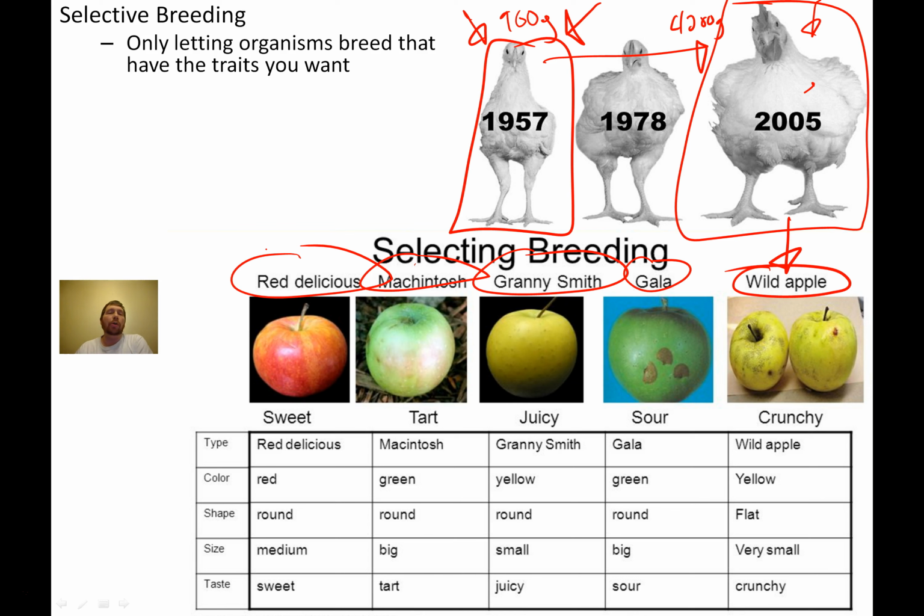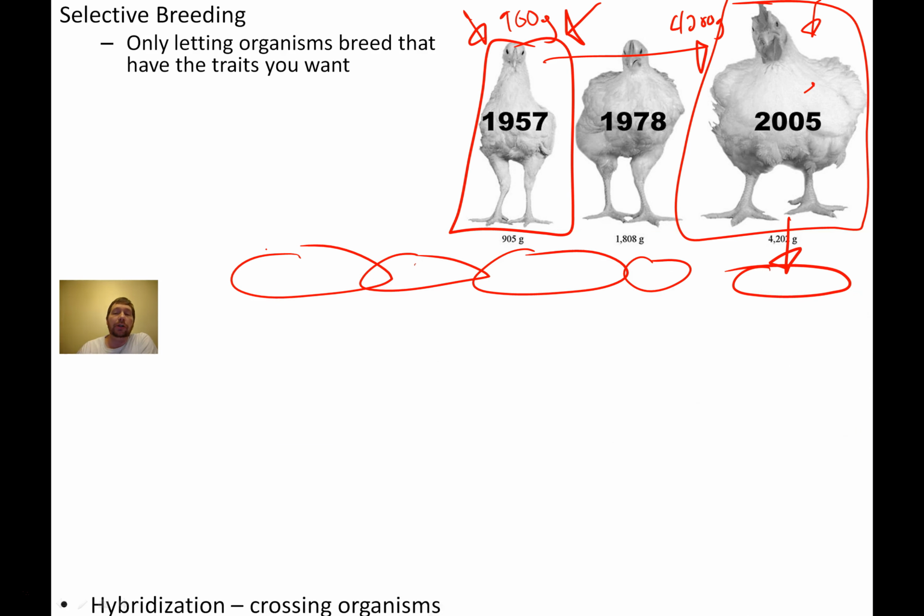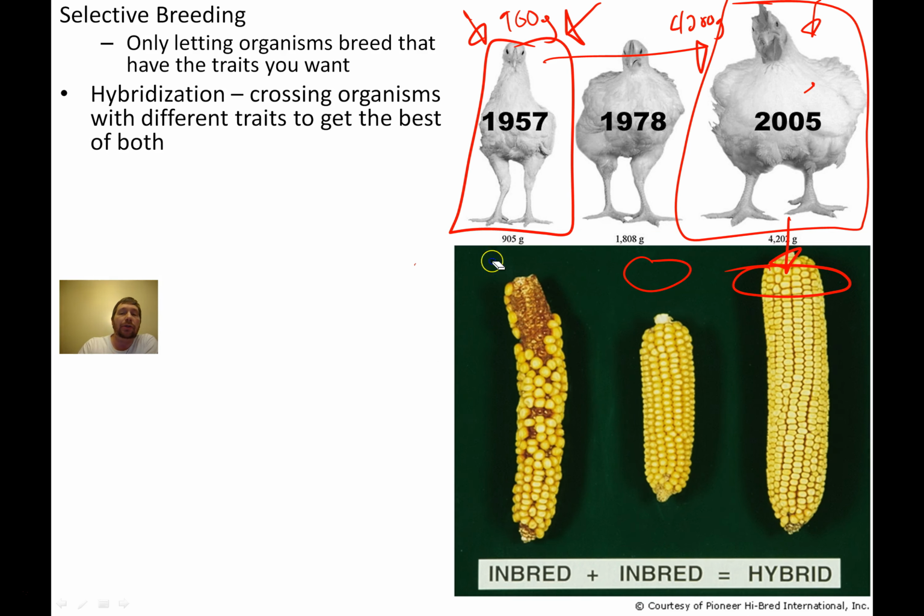Now, sometimes when you go about the process of selective breeding, you're going to do something that we call hybridization. And hybridization is where we cross organisms with different traits to get the best of both worlds. Corn is a great example of this. If you talk to anyone who remembers corn back in the 1930s, we didn't have these giant ears of corn.